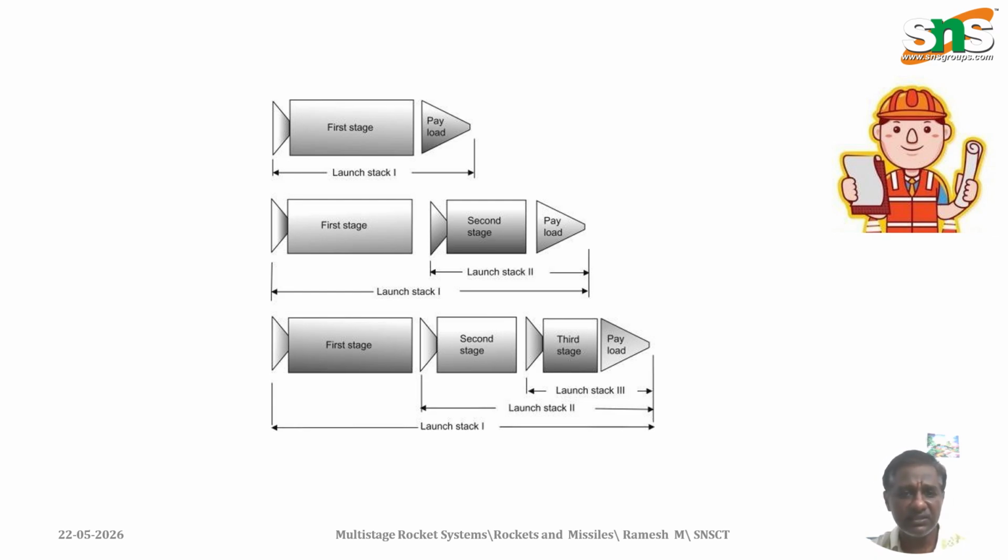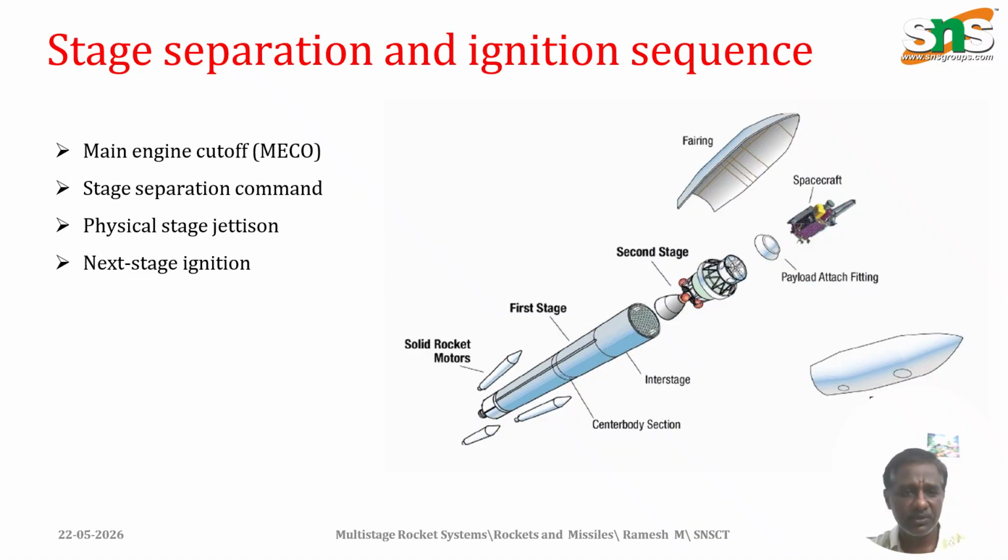Single stage systems are simple in construction and operation, but they are generally unsuitable for high altitude orbital missions due to their poor mass efficiency. The second configuration in the middle section represents a two-stage rocket system.